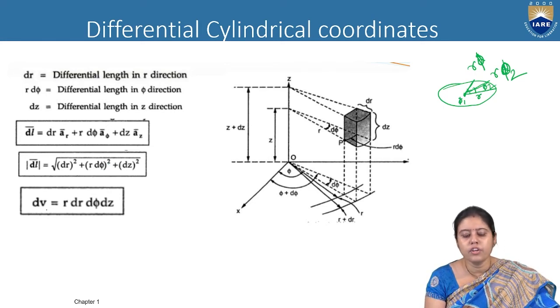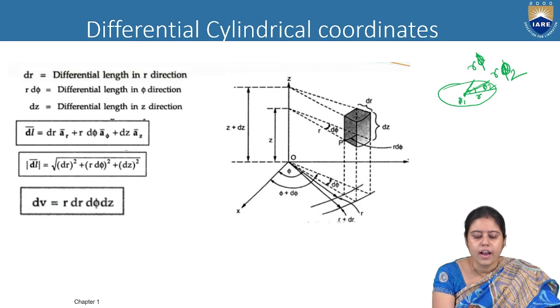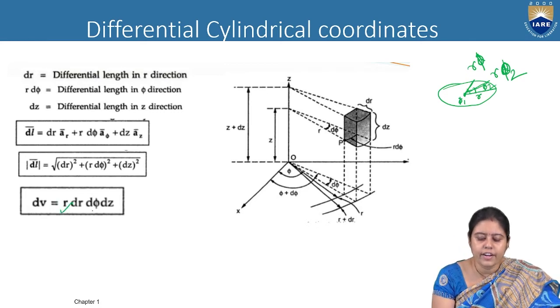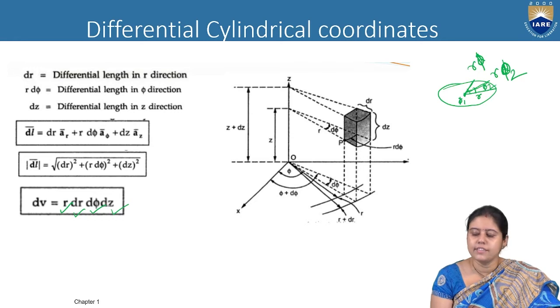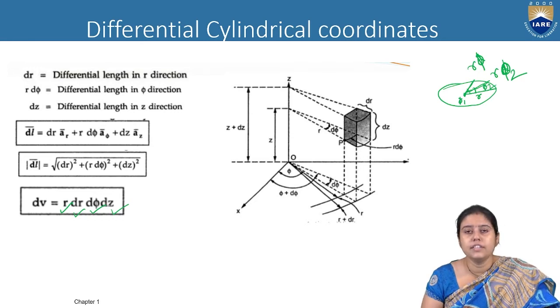And what is the volume? Volume is r into d phi, r into d phi. Next is dr into dz. R d phi means angle, dz is the height and dr is the radius.